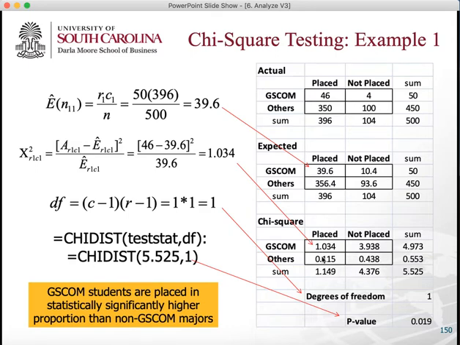And you can see that this number is very small because the others in both of those expected and placed are very similar. Okay? Okay, so now we have all our sum and it's going to be 5.525. Okay? And then you have to use this.